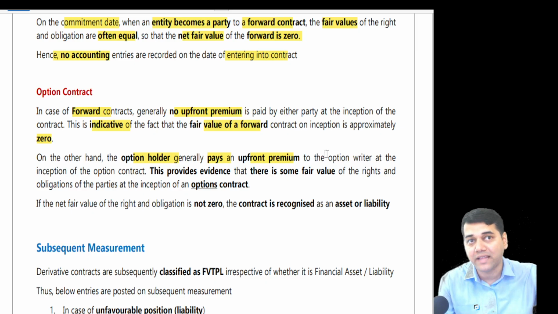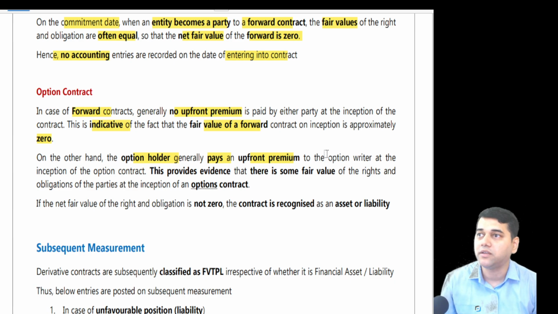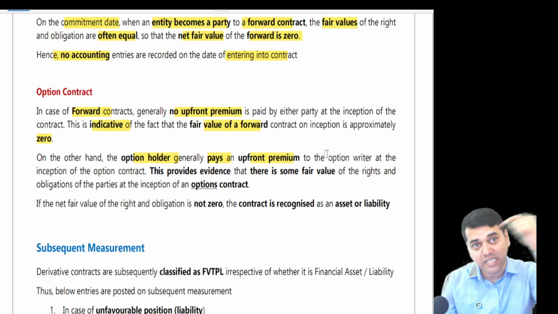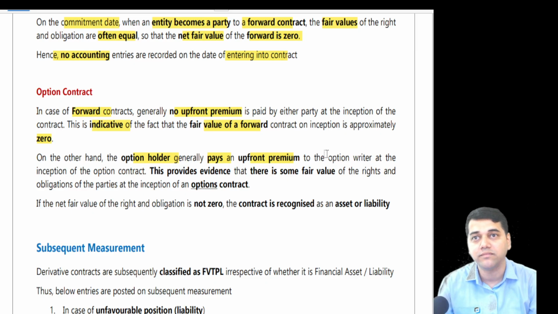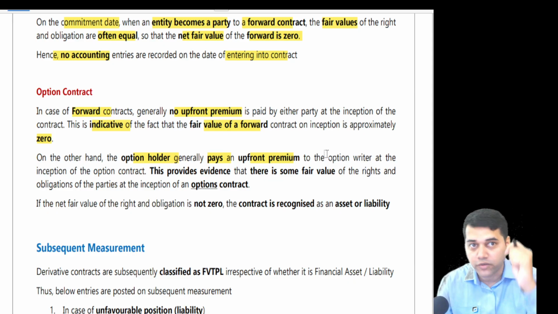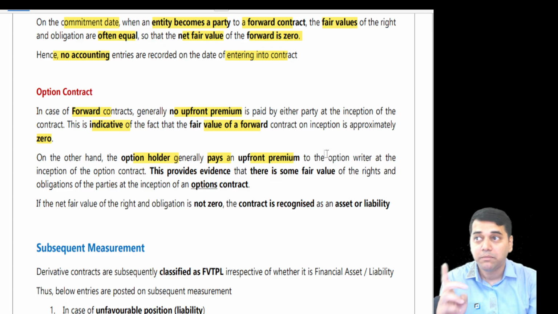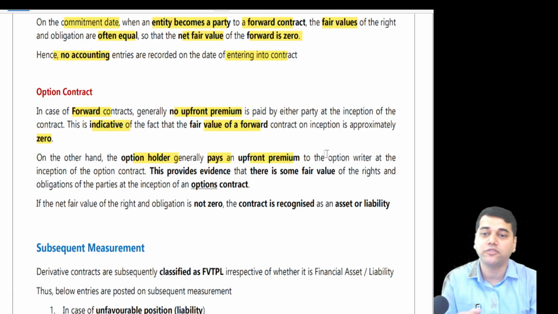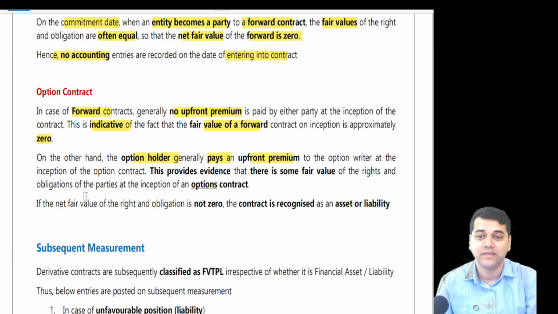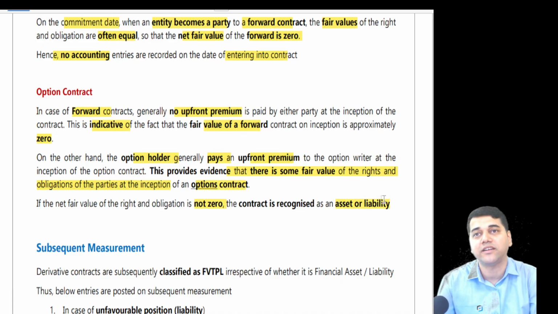That means if you cancel it at the last moment, 100% will be deducted. You can't turn back. If you say I will not go, do you know what they will do? Next time when you do the booking, they will deduct your money. That is the forward. In a forward you have to oblige. But if it is an option, you don't need to oblige. So when you paid that 1,000 rupees advance, it is actually an option contract. That's why this provides evidence that there is a fair value to the option contract. It is not zero. That's why you have to recognize an asset or liability. I hope it's clear to you.